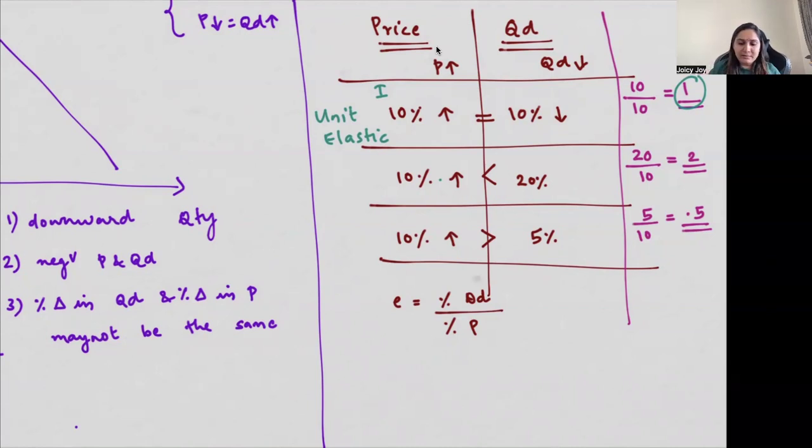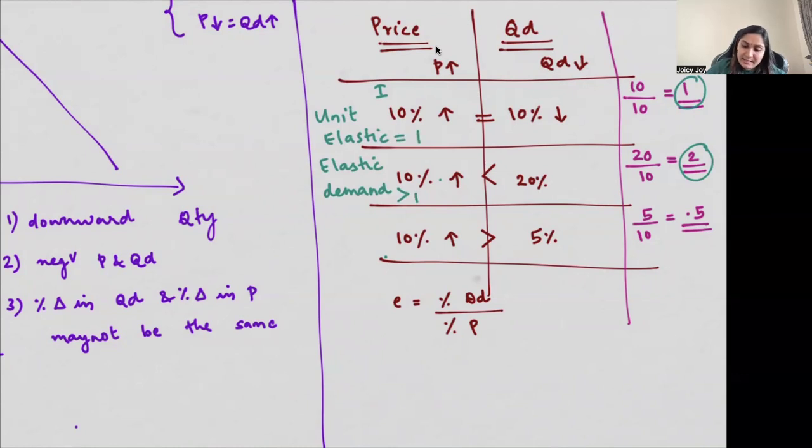That is unit elastic. The second case is where the change in quantity demanded is more than the change in price. So in this case, even though the price has increased by some percentage, the change in quantity demanded is much higher than the percentage change in price. So such situations are called elastic demand or highly elastic demand. Okay. In case of elastic demand, the value would be more than 1. Unit elastic will be equal to 1.